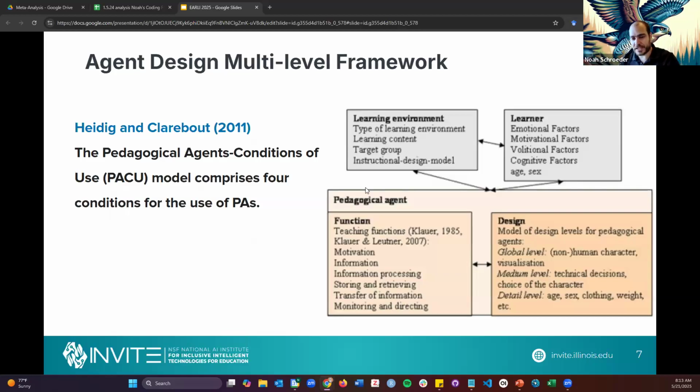So we also situate this within an existing design framework. This came out in 2011, and there's two different components to it. The first one is the pedagogical agents conditions of use model, which is what you see here on the screen. I'm not going to go through every single component, but there's really 4 different things that you need to know here. The first one is that the type of learning environment can matter. The second is that learner factors can matter and influence how people learn. The third is kind of this umbrella of the pedagogical agent in the sense that it encompasses both the function of the agent, that's what it's doing and what it's intended to do, and the visual design of the agent.